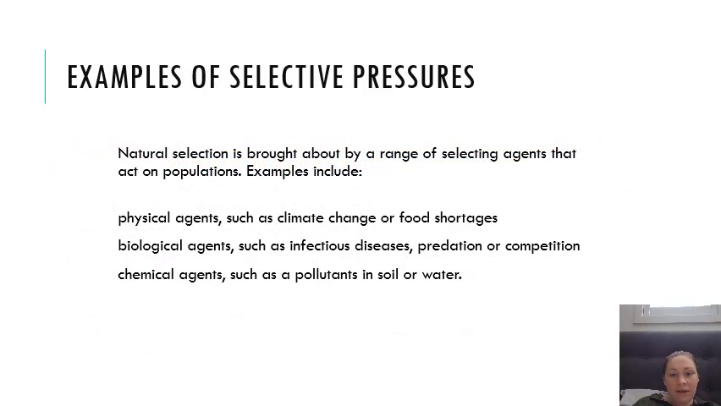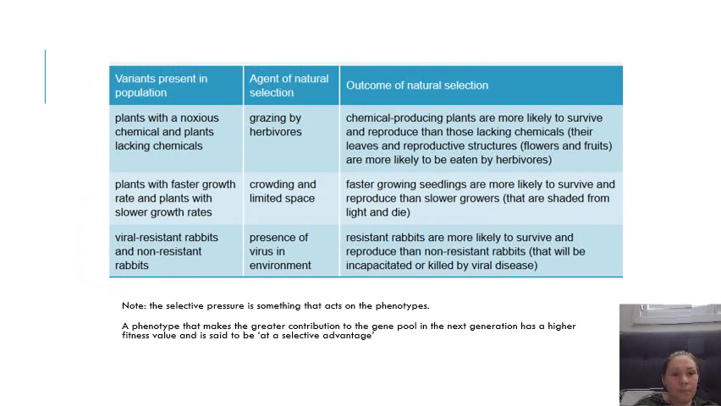Natural selection is brought about by a range of selecting agents or selective pressures that act on a population. Some examples include physical agents, such as climate change or food shortages, biological agents such as infectious disease, predation or competition, or chemical agents such as pollutants in soil and water. There's a nice little table here which shows you variance within a population, an agent of natural selection or a selective pressure that's being tested out, and the outcome of natural selection. Please read through those.